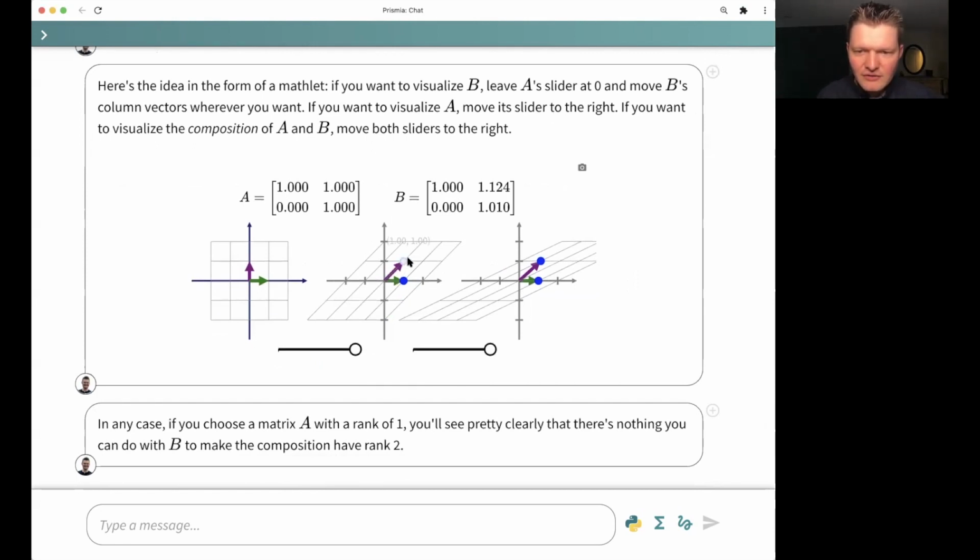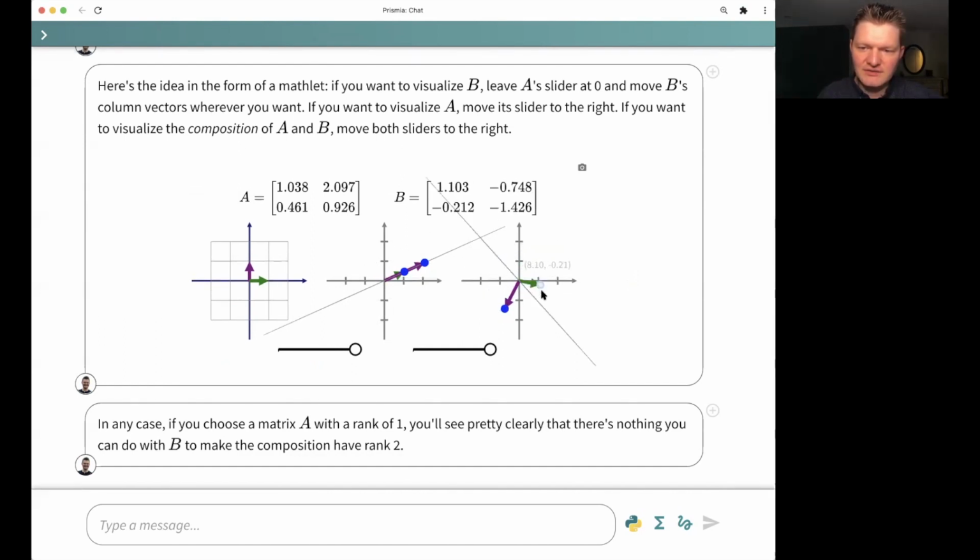We want to say that if we choose a rank 1 matrix, like this one we talked about last time, then whatever you do over here, you're definitely only going to get a line. All of these different configurations of the green and purple are just giving you a line, except occasionally we can see that line collapsing down to a single point.